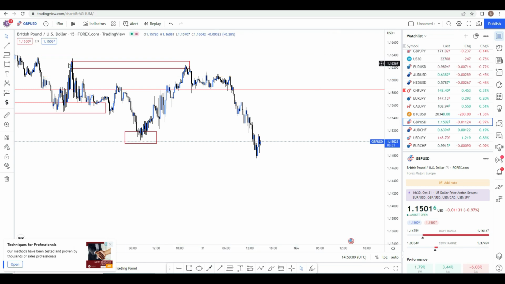So we can already see where price is coming from, right? So price then gave us a break of structure, then went back, and we can also see we had liquidity being built. This is all liquidity right there. We can see relatively equal highs just below our decision point, which is this area.